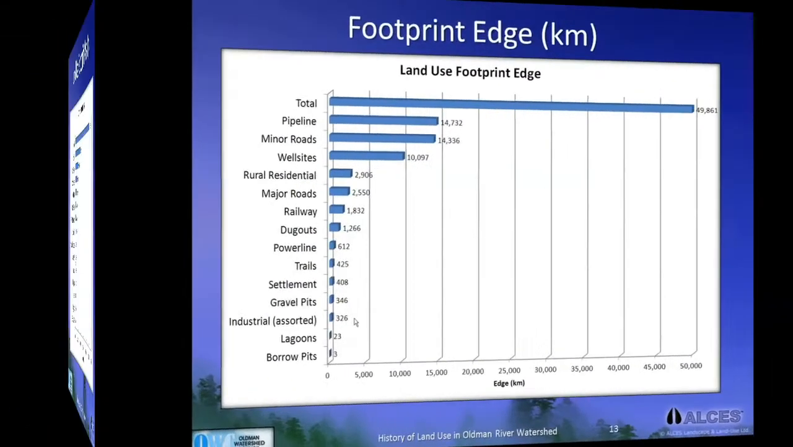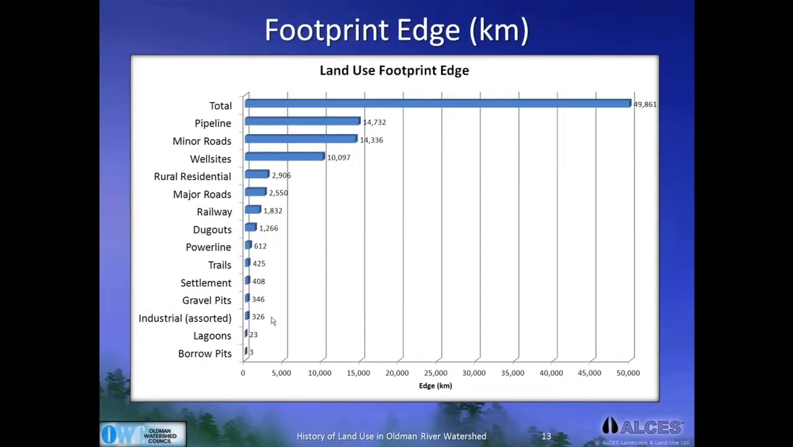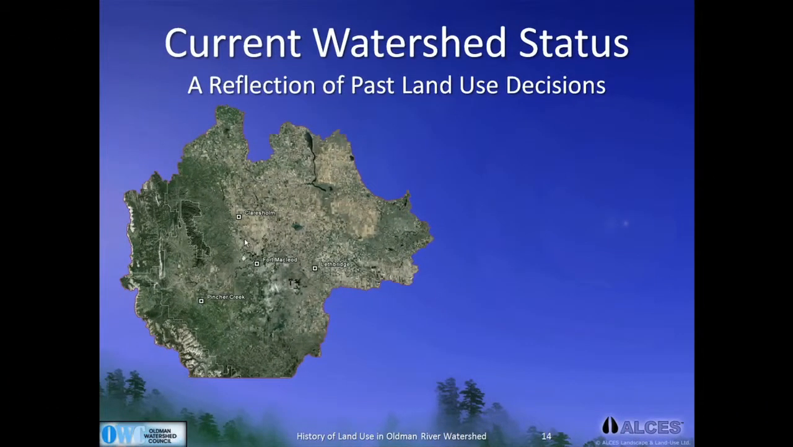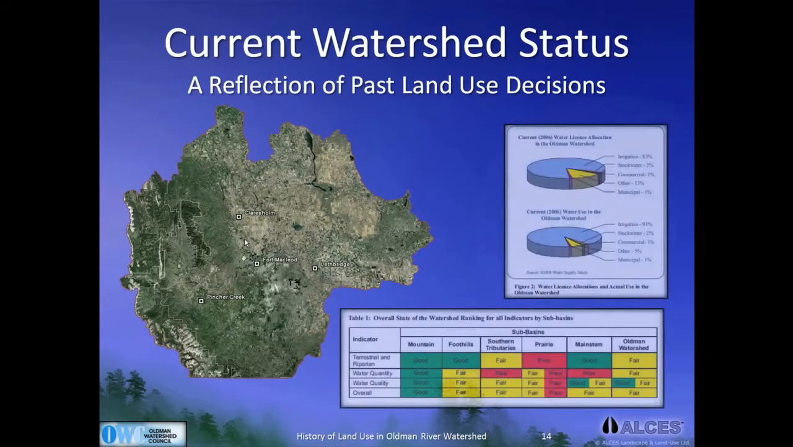With respect to edge, or the border of these land use footprints, there's about 50,000 kilometers, and the most common are that of pipelines and minor roads. I should say that the seismic line data is not included in this particular data set, and then followed by well sites, rural residential, major roads, railway, dugouts, power lines. So showing the distribution of land use footprints and expressing them in edge, in area, and in count.